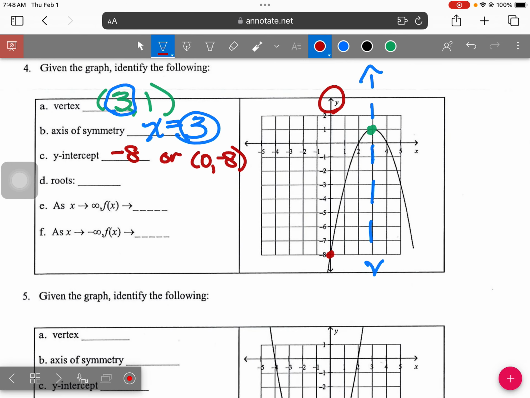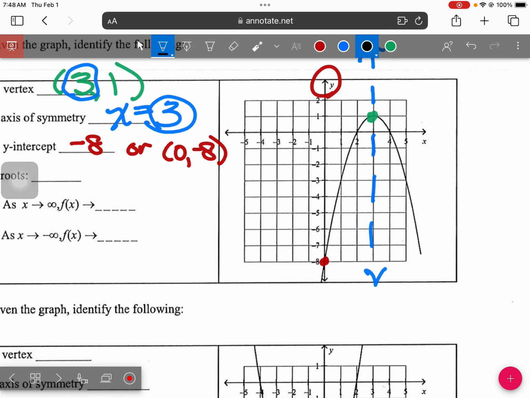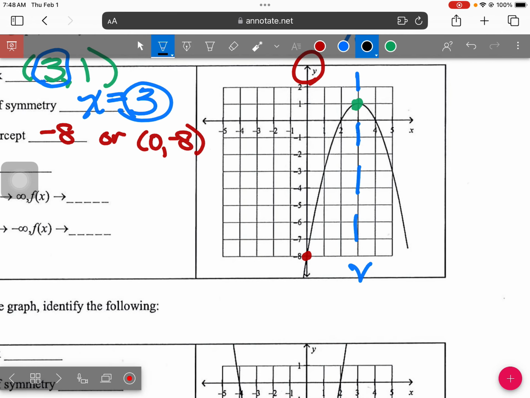Roots. Circle them first. Your roots, your x-intercepts, your solutions, your zeros, they all talk about the same thing. Justice, what are my roots here for number 4? Can you see? 1 and 2. No, not 1 and 2. Your roots are going to be where your graph crosses the x-axis.